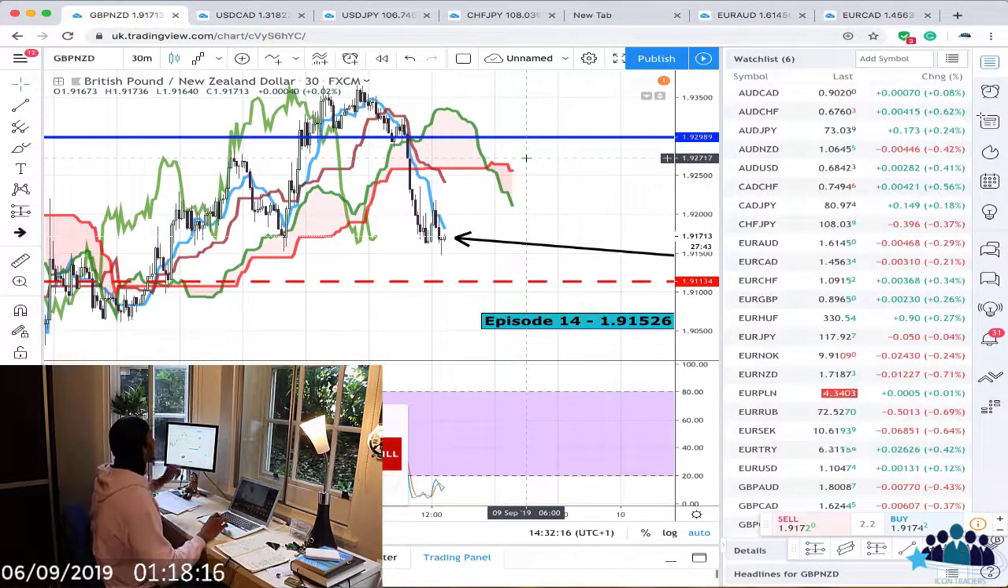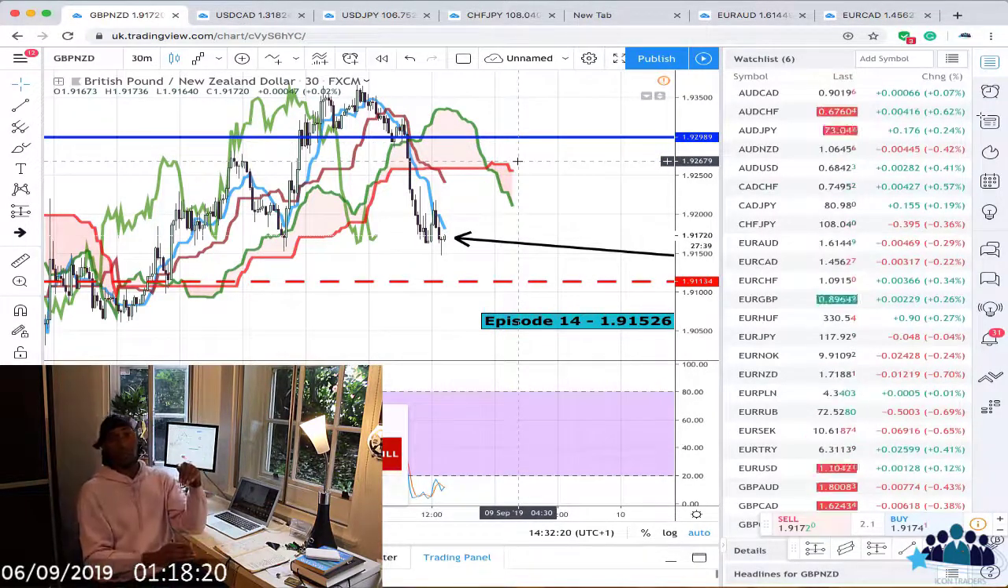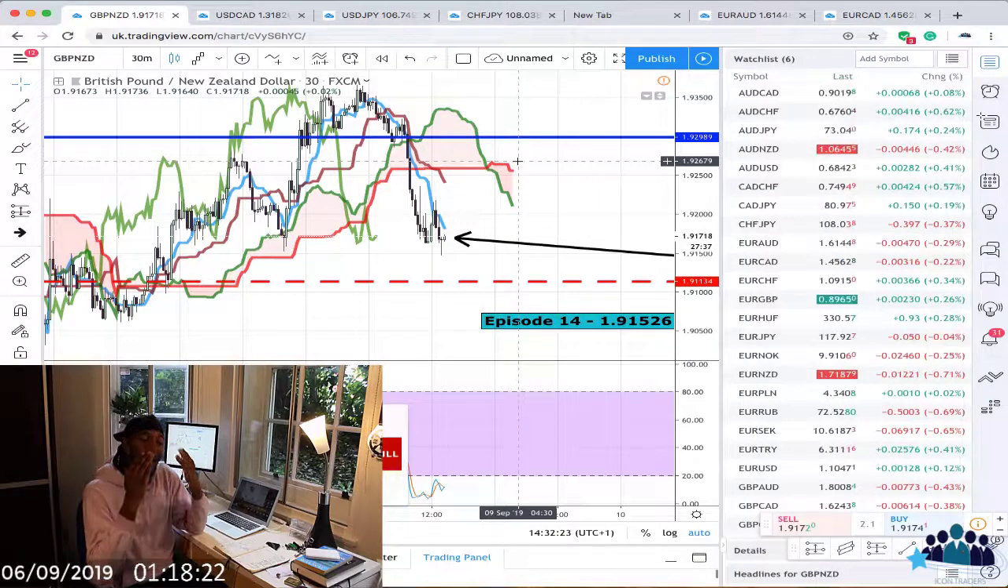And when it does get to the top side of the Ichimoku cloud, my stop loss would be at the bottom of the Ichimoku cloud. So there is barely any risk.